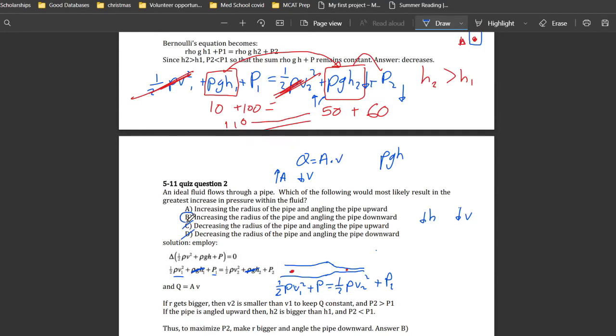Well, it's answer choice B, because if we were to draw this out, we have a pipe here, and it's angled downward suddenly, and it also gets bigger. So the cross-sectional area is greater, and its height is lower. So height is lower and velocity is lower. As a result, the pressure must be higher in order for the Bernoulli equation to remain balanced. So that is why B is the answer.